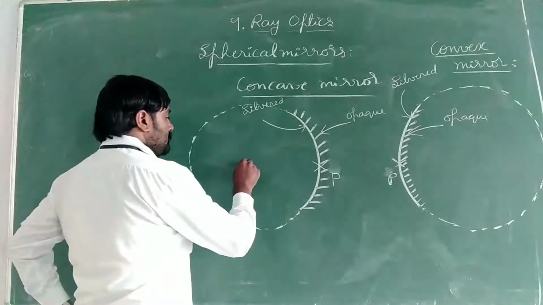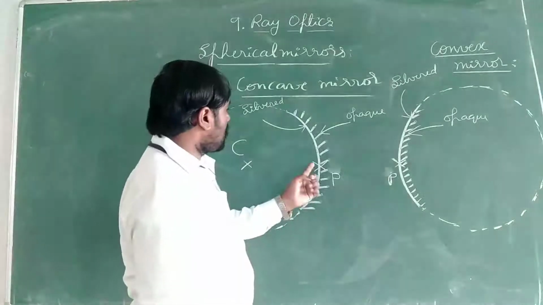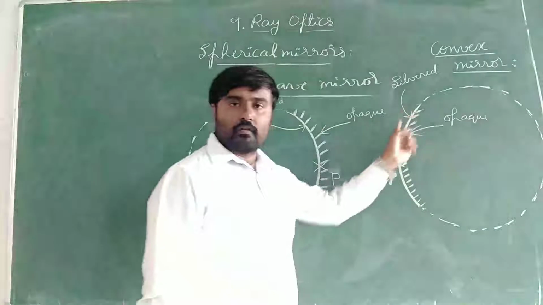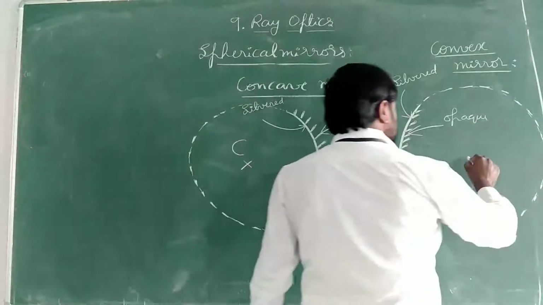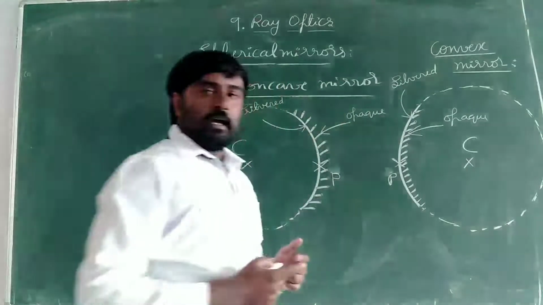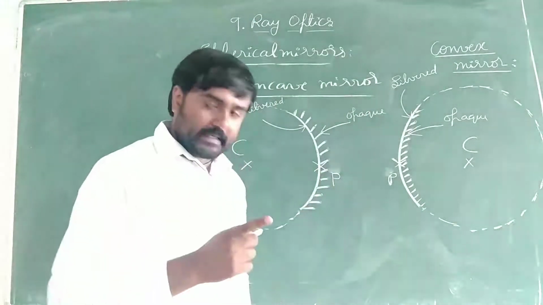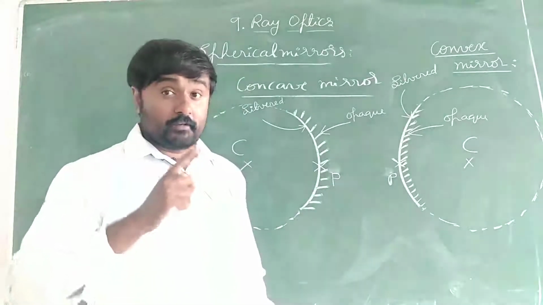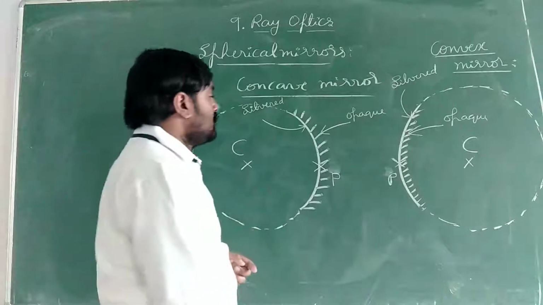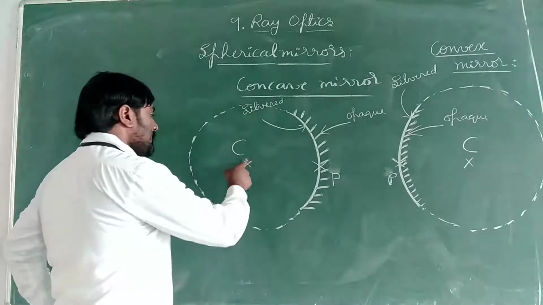So this is the center of curvature. So this is the pole of the concave mirror. This one is the pole of the convex mirror. So this is actually the center of curvature. The symbolic representation of pole is capital P. The symbolic representation of the center of curvature is capital C. So what is the meaning of the center of curvature?